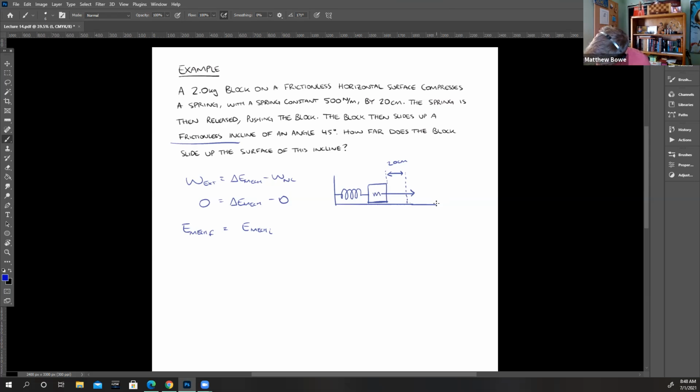And then at some point, it's going to go up an incline that is at an angle of 45 degrees. And what we want to know in this problem is, I expect the block to go this way. It's going to slide up, up, up, and eventually stop. So the block is eventually going to stop somewhere. And what we want to know is how far up the surface of the ramp does the block slide? Not necessarily the height that the block is raised to, but what is the distance along the ramp?